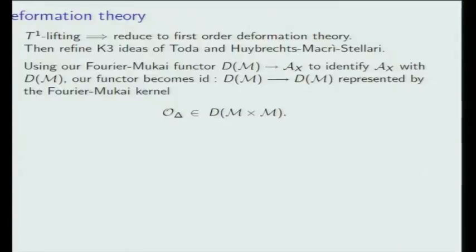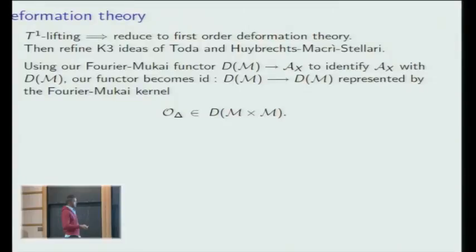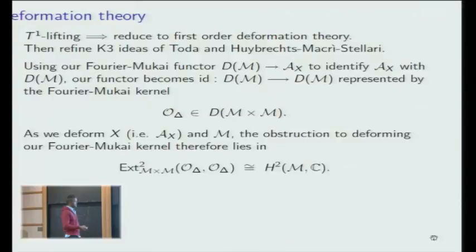So the identity is just represented by the Fourier-Mukai kernel, which is the structure sheaf of the diagonal. And I want to know, does the diagonal deform? Well, you won't be surprised at what the answer is. Essentially, I'm going to deform M. I'm slightly deceiving you: I'm not going to deform M as a variety. I'm going to deform the category, D^b(M). Okay, so I'm going to deform.